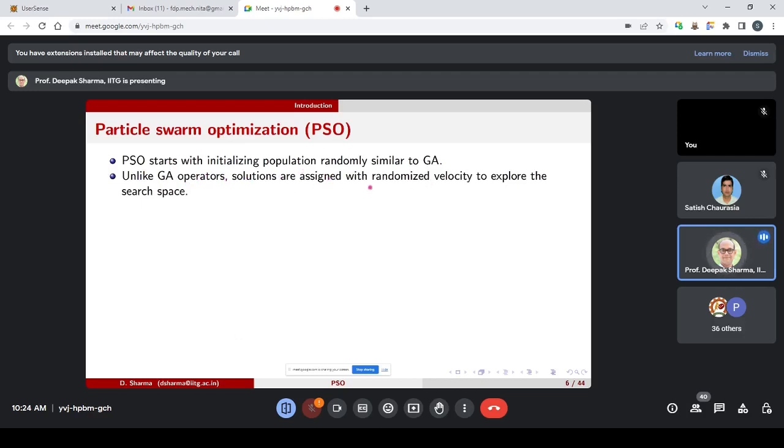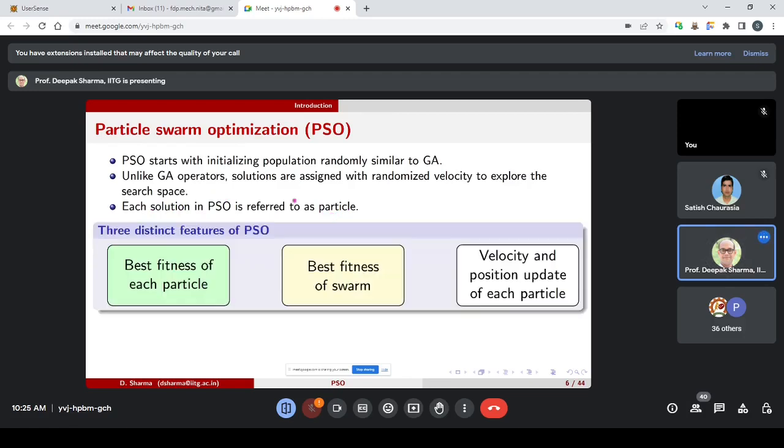However, in the PSO, what we will see is that there are certain operators. For example, we are going to update the velocity as well as the position. These operators are quite simple and different from the GA, which has crossover and mutation operators in its algorithm. Now here in PSO, the solution is referred to as a particle. And in order to understand, there are three distinct features of the PSO.